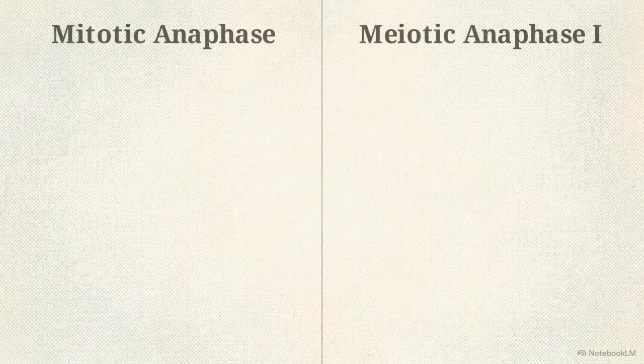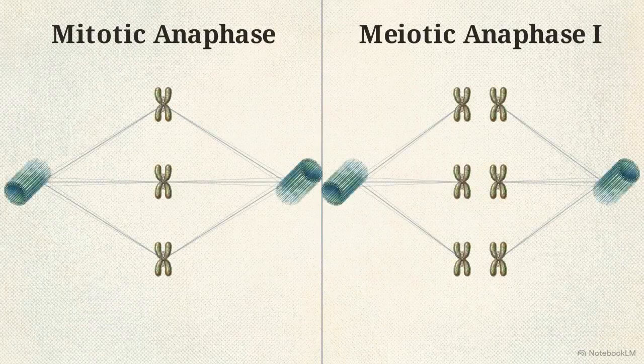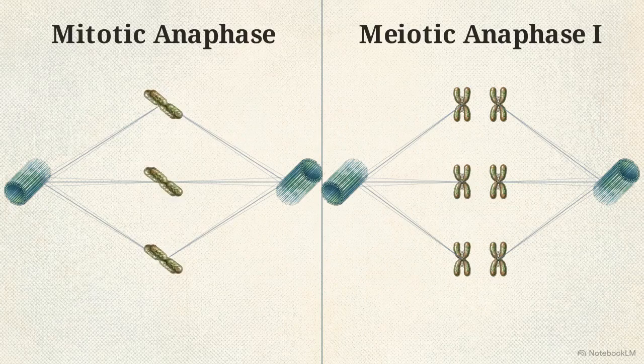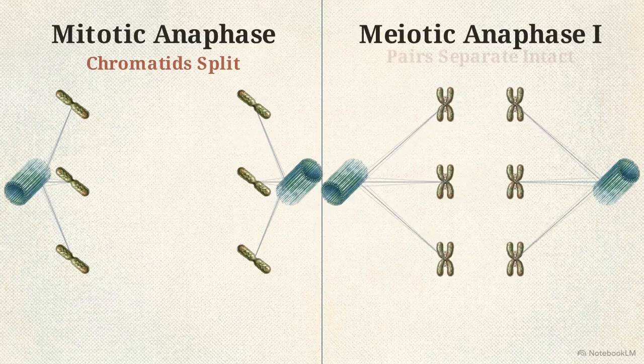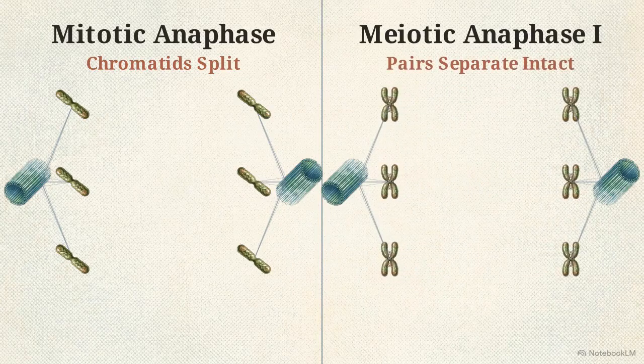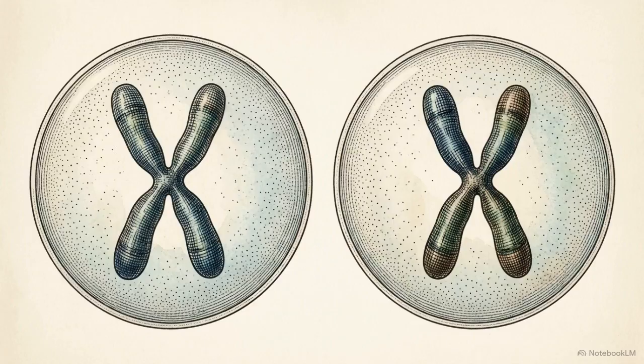There is a critical mechanical distinction here. In a standard mitotic anaphase, sister chromatids split apart. During meiosis 1, the entire homologous chromosome pair separates to opposite poles, while the sister chromatids stubbornly remain attached at their centromeres. The resulting daughter cells then initiate meiosis 2.